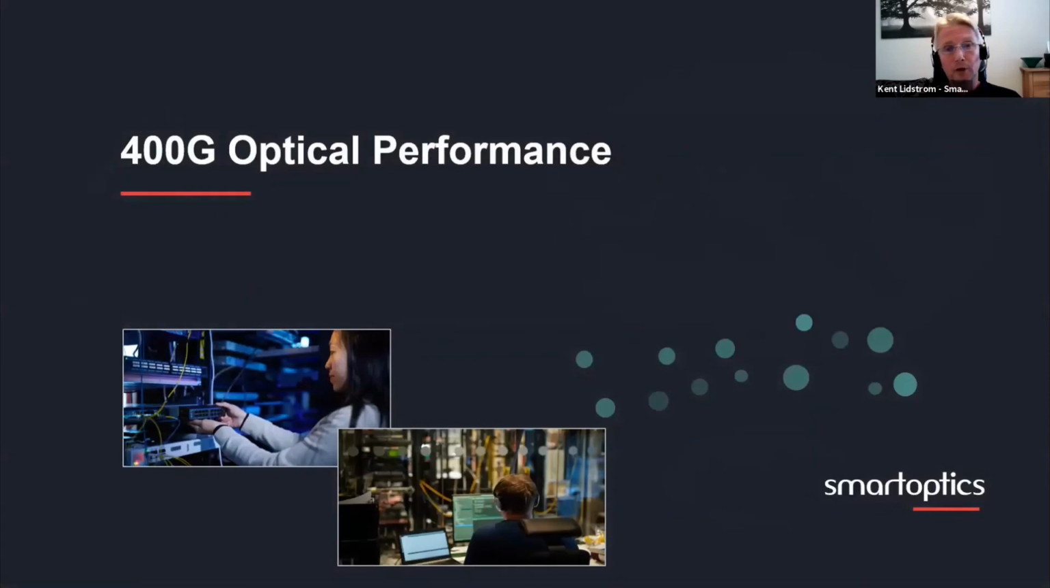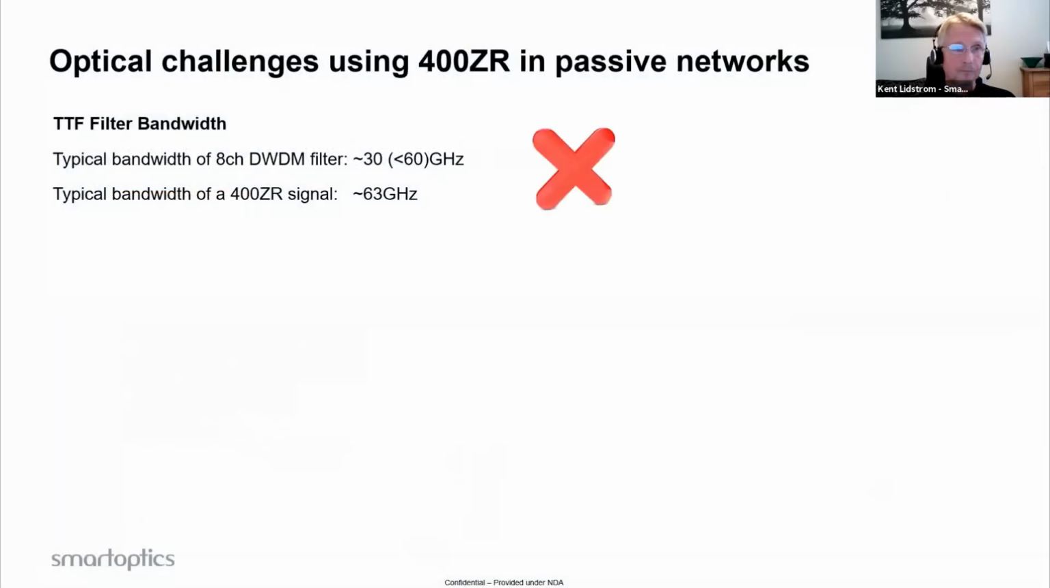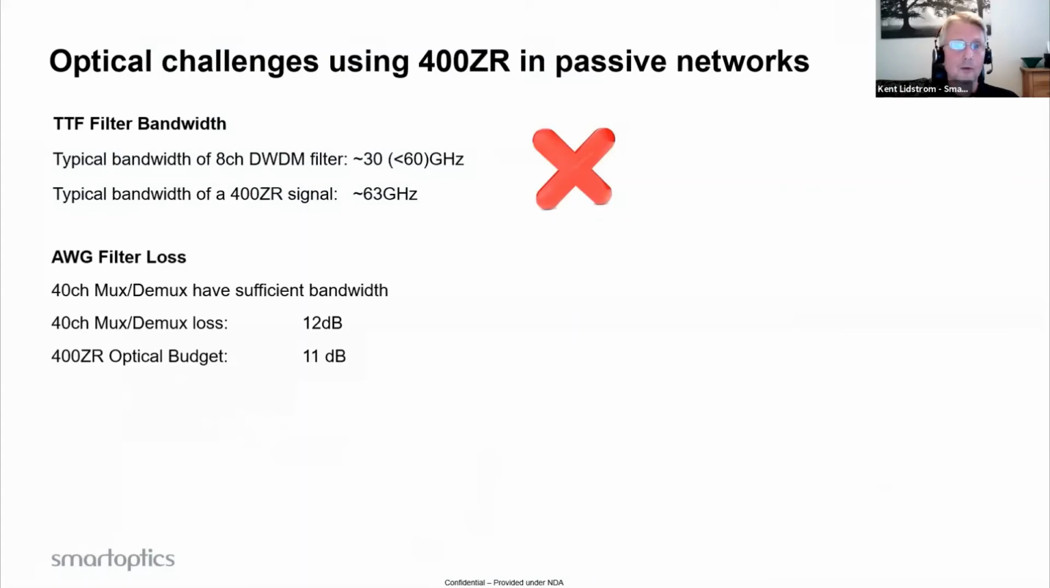If we look at the optical performance of those optics, there are many passive networks out in the field today. Will the 400ZR work over those passive networks? Well, typically the low channel count networks are built with thin film filters. They have a clear passband of about 30 gigahertz and a 3 dB passband of slightly below 60 gigahertz according to specification. And the typical bandwidth of the 400ZR signal is 63 gigahertz. That means they will not work straight away.